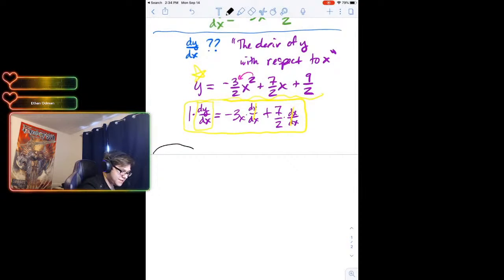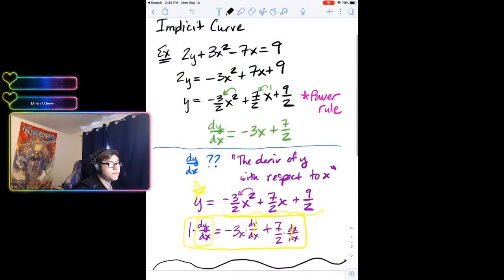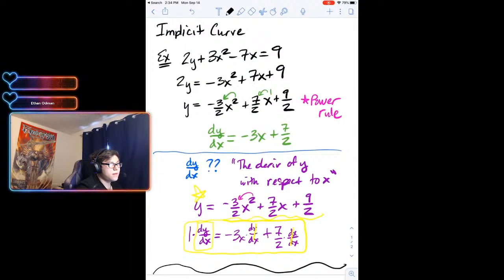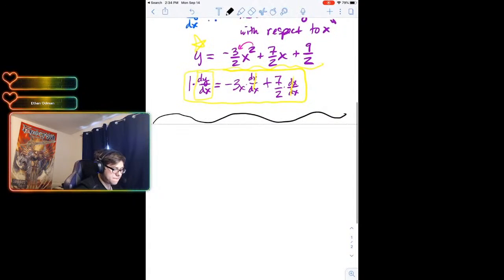Well, let me show you an example, and what I'm trying to do here, you guys, is blend together this upper idea of what really is an implicit curve, and also how do I use this dy dx and dx dx. Let me start with kind of what I would think is a simple example here. Let's say the implicit expression that's been given to us here is something like this.